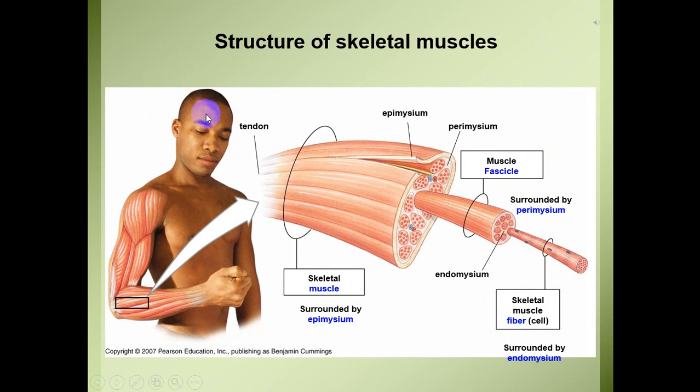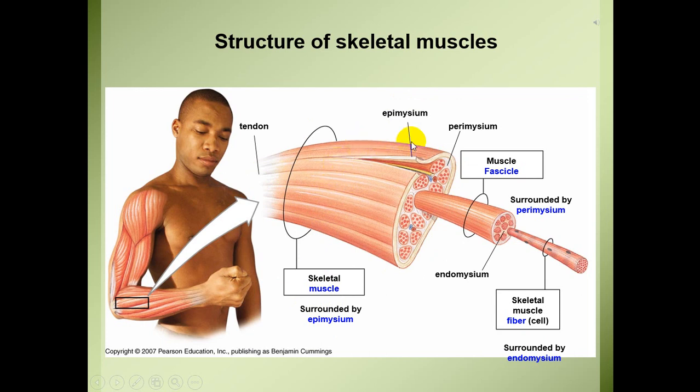Talking about the internal structure of a skeletal muscle, we can observe that the whole skeletal muscle, which is usually surrounded by a connective tissue layer called epimysium, is shown here. Epimysium is attached or blended with the connective tissue sheets covering the outer layers of skeletal muscle, which are usually the layers of deep fascia.